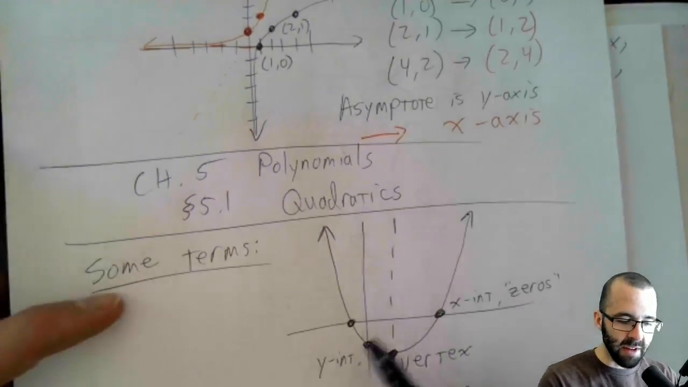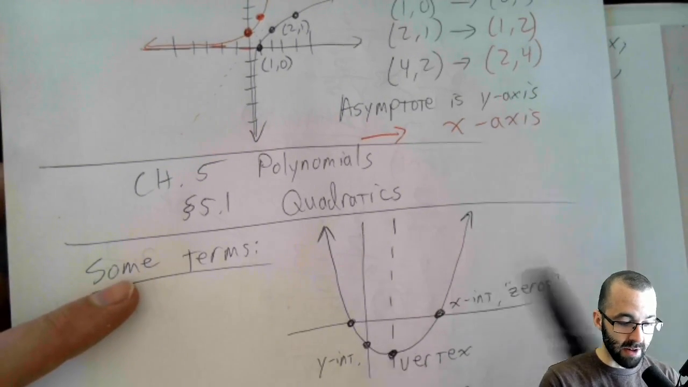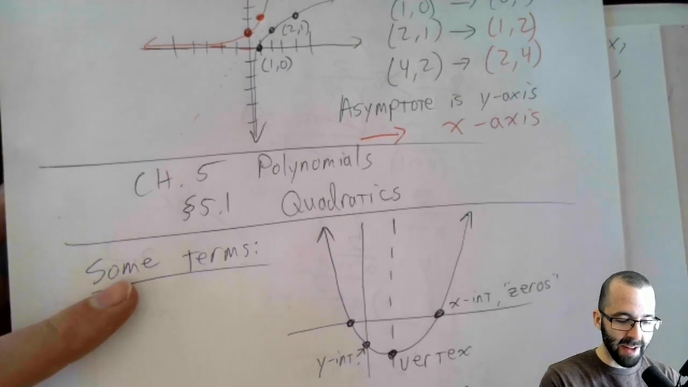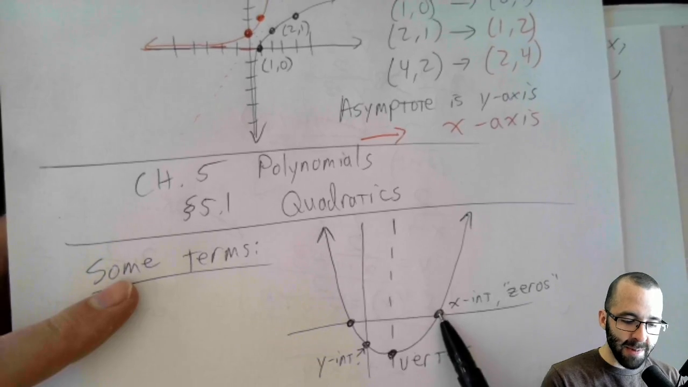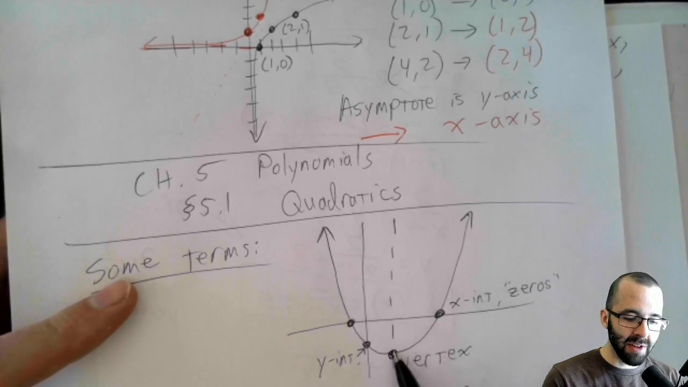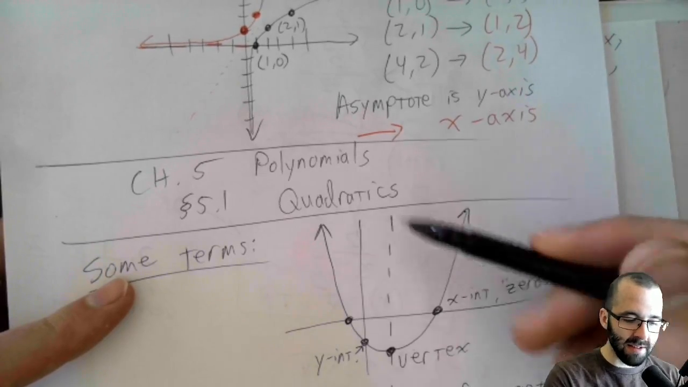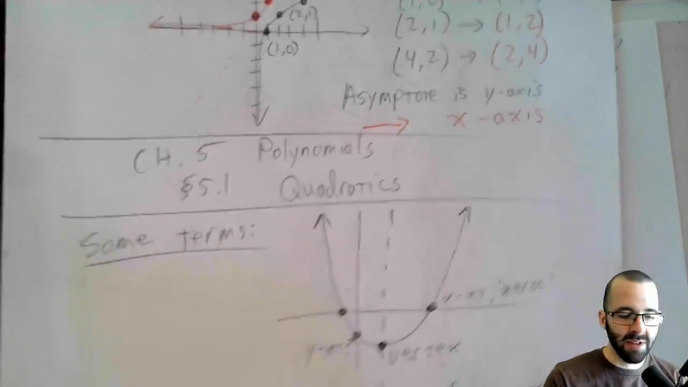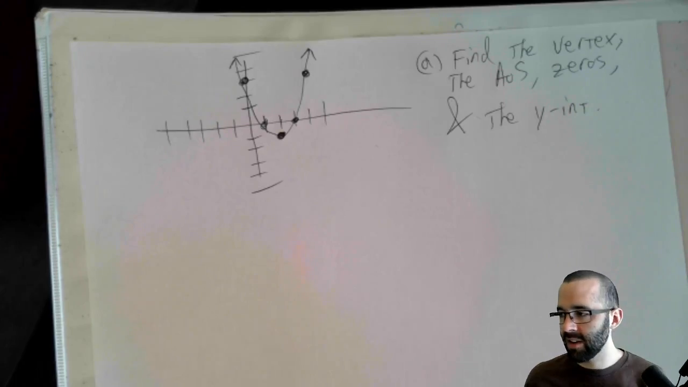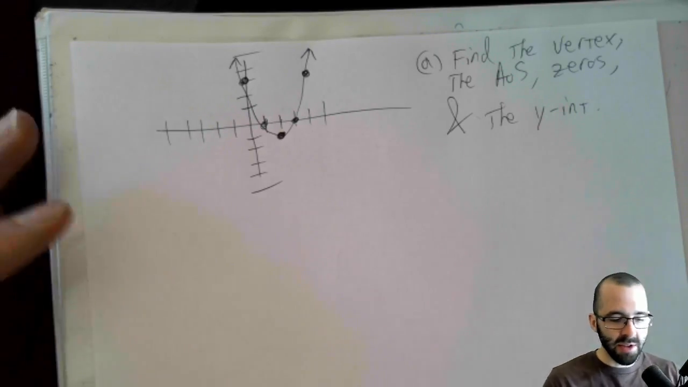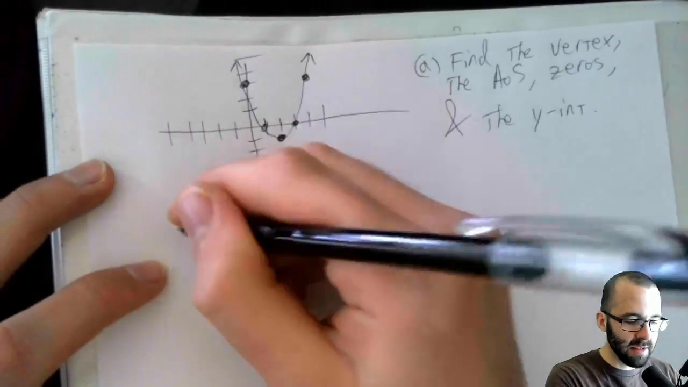So let's look at it. The y-intercept is pointing to this one, by the way. The x-intercepts are the zeros. The vertex is the bottom. The y-intercept is where it intersects the y-axis. The axis of symmetry is the thing that it's reflected around. Okay, so let's just do one at a time. Vertex.